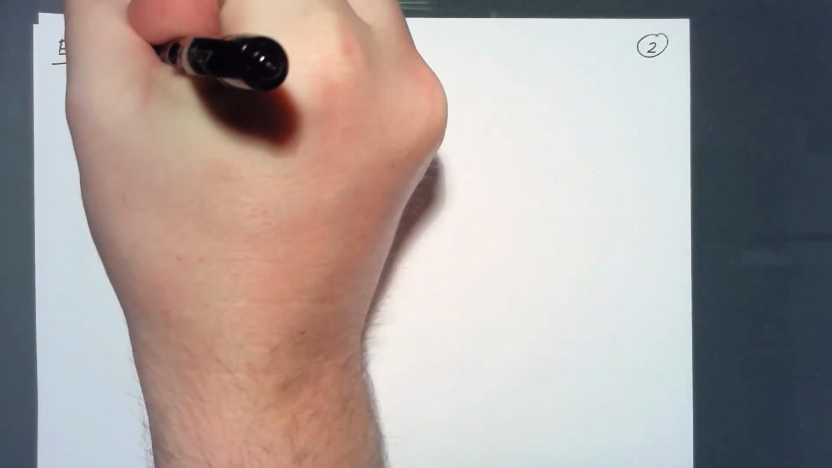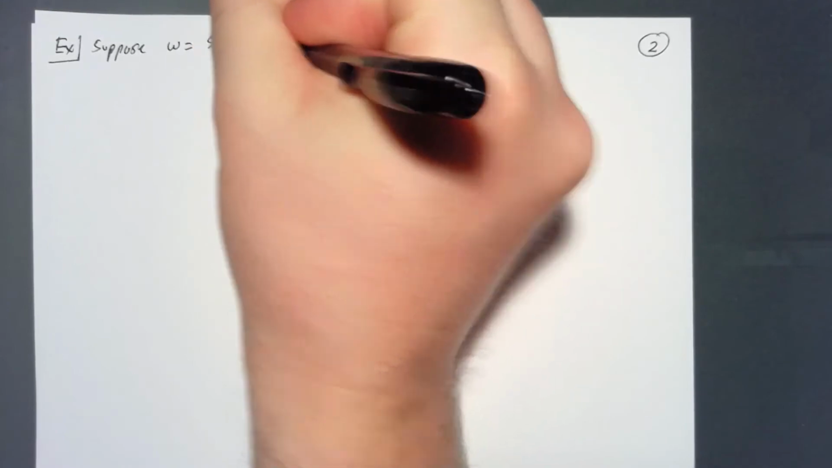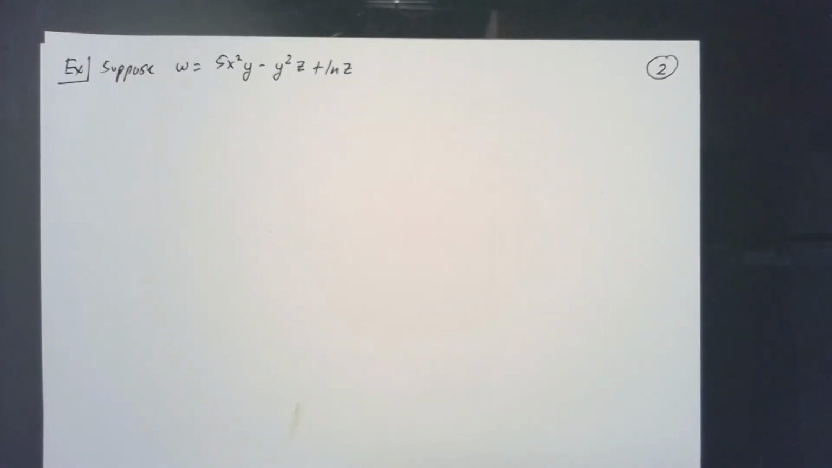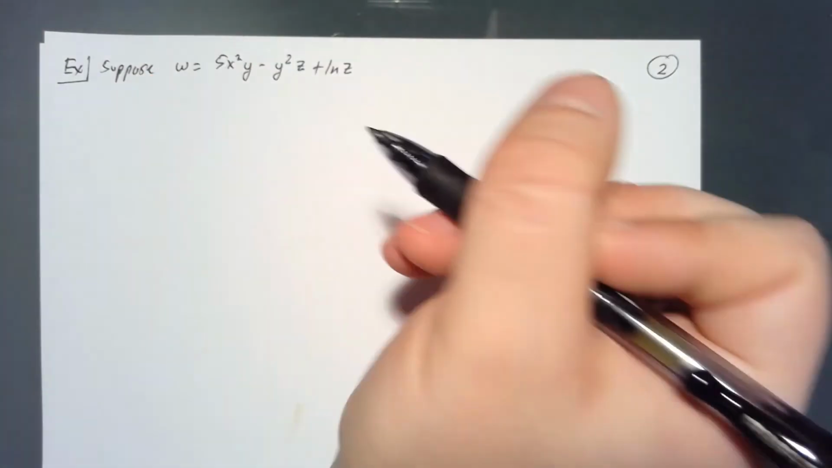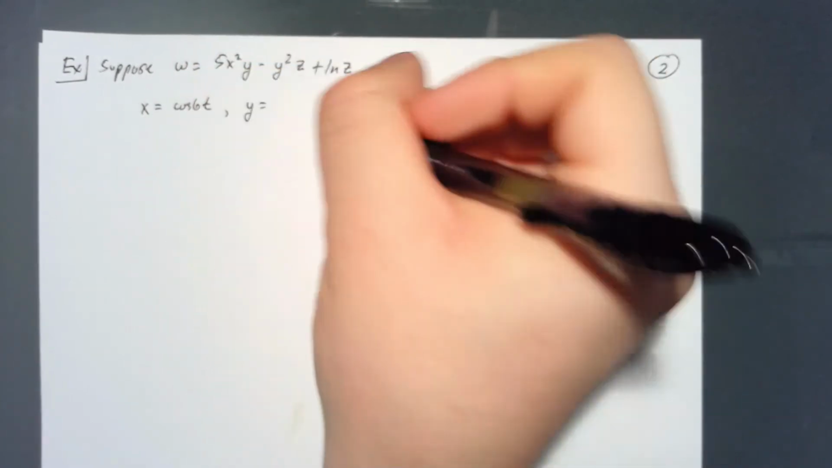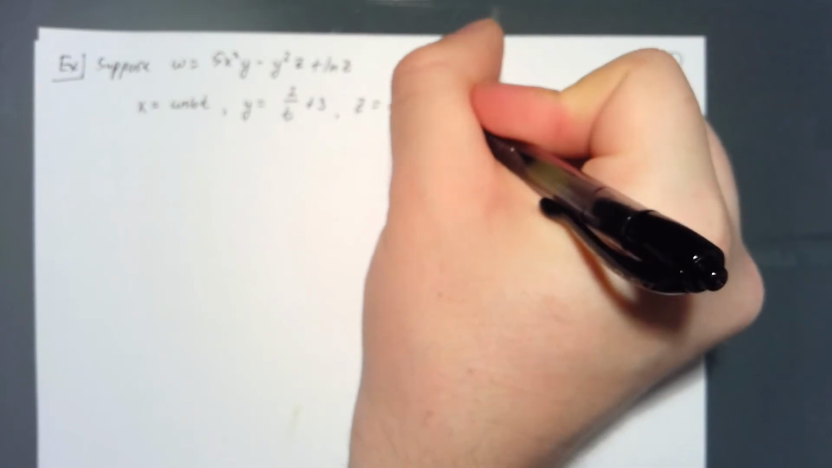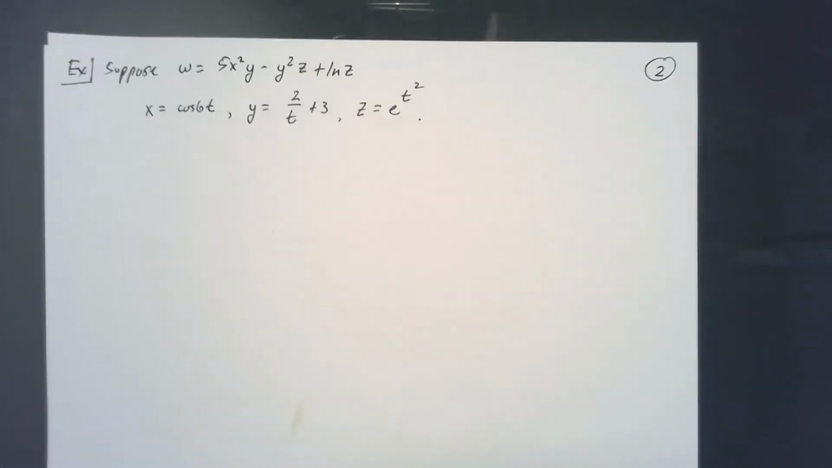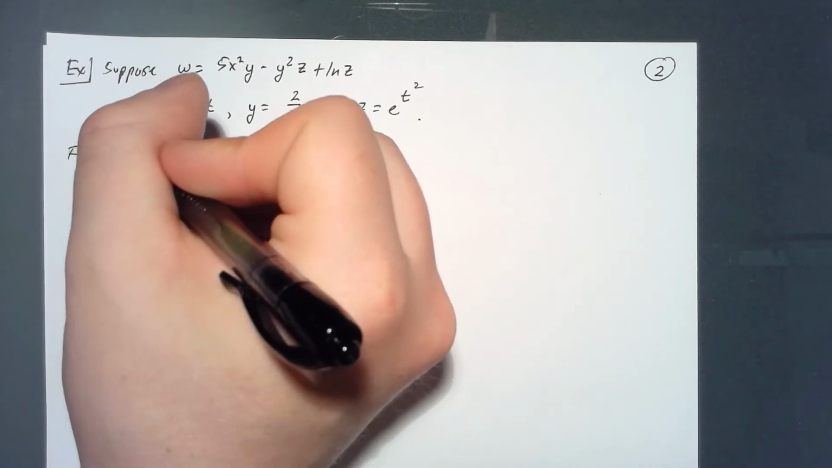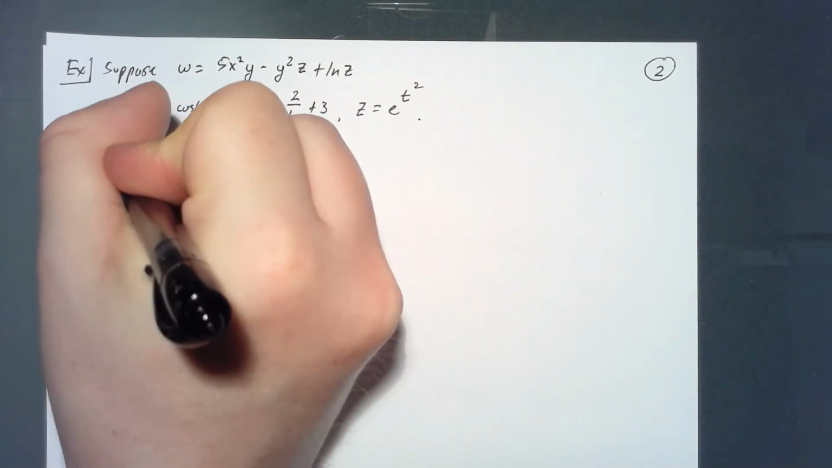Suppose w is equal to 5x squared times y minus y squared times z plus the natural log of z, and x is equal to cosine of 6t, y is equal to 2 over t plus 3, and z is equal to e to the power t squared. Find dw/dt.